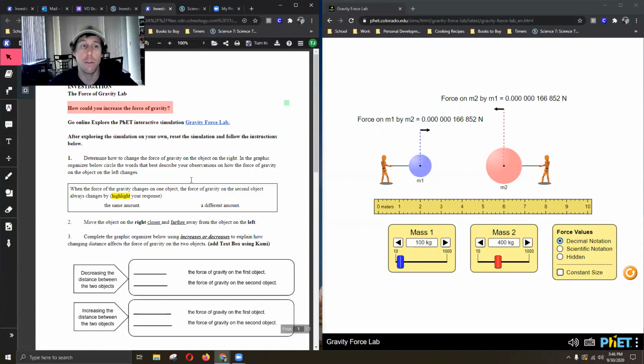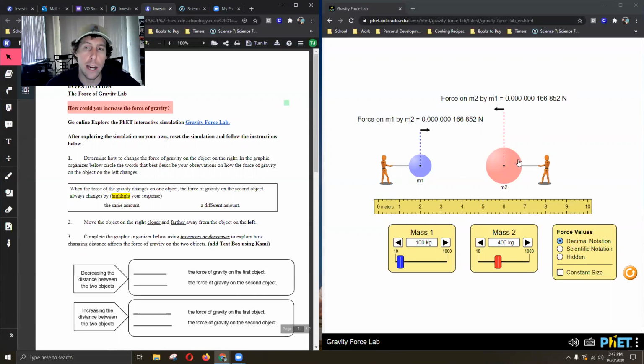So the first thing we're going to do is determine how to change the force of gravity on one object, this one on the right. This is the force of gravity that it's experiencing. This number right here is 0.000000166852 newtons. That's a really small number. That's how much force this object is experiencing. It's being pulled over here by this object.